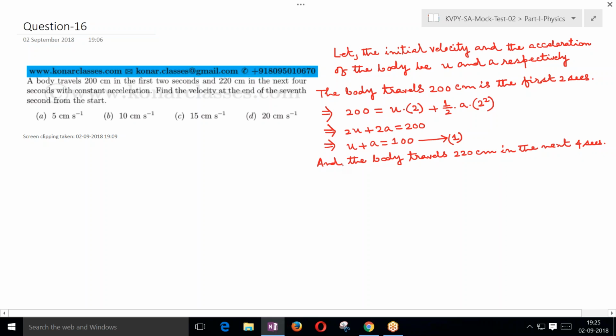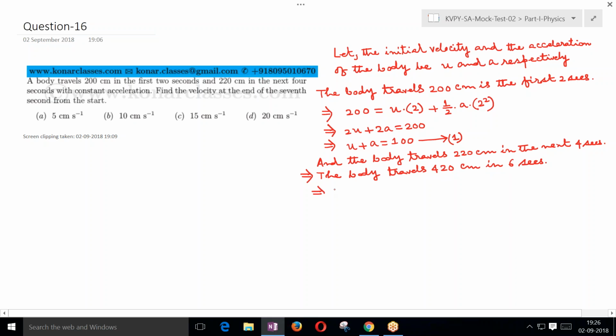That means in the total 6 seconds, the first 2 seconds the body travels 200 centimeter, and in the next 4 seconds the body travels 220 centimeter. That implies the body travels 420 centimeter, that is 200 plus 220, in 6 seconds.